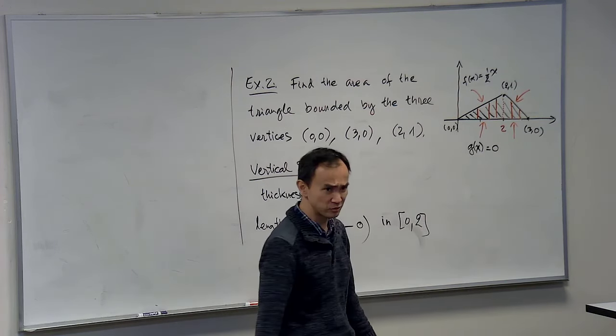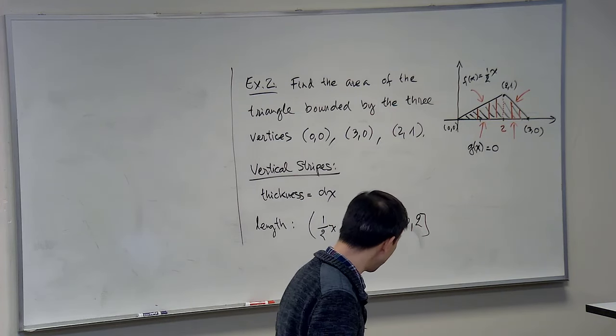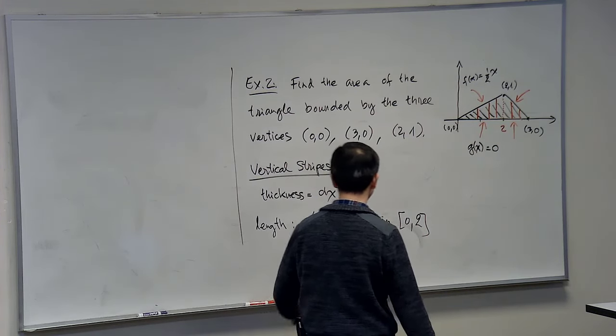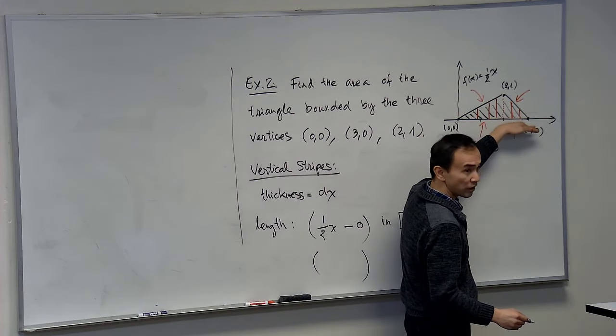Are you seeing what I'm trying to explain? The length is determined by that formula, but only in that interval from 0 to 2. But then the length will be determined differently. So now it's still 0 is allowed, right?